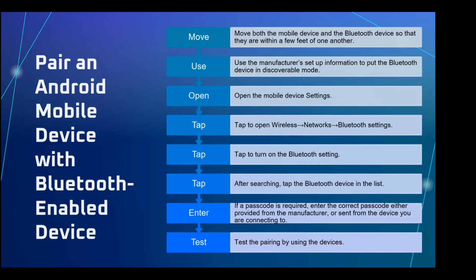Open the mobile device settings. Tap to open the wireless network Bluetooth settings. Tap to turn on the Bluetooth setting. After searching, tap the Bluetooth device in the list. If a passcode is required, enter the correct passcode, either provided from the manufacturer or sent from the device you are connecting to. Lastly, test the pairing by using the devices too.